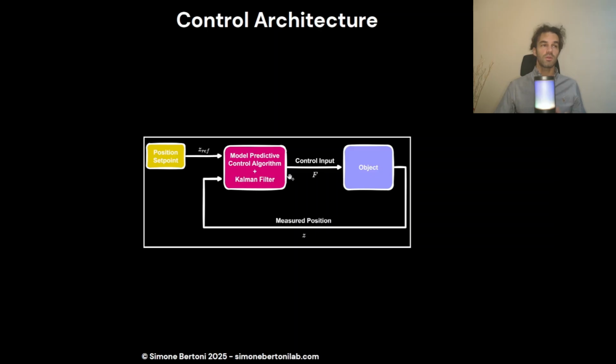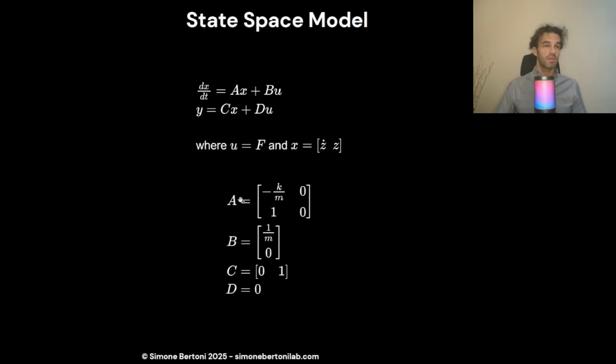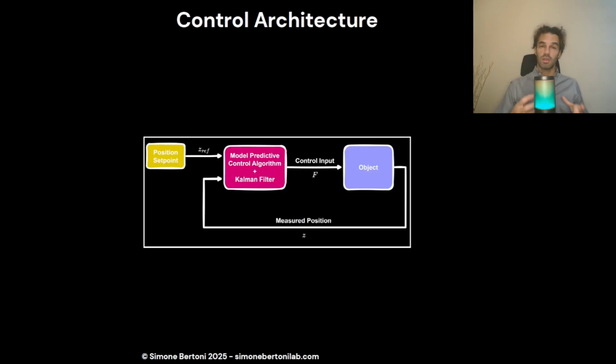And then this is the algorithm: the set point goes to the algorithm, which will generate the control input, which will go and push the object and move the object. Then we measure the position, and this is important because of what we said. The position is the only thing that we measure, but the state also has the speed of the object, which we don't measure, but we estimate internally in the algorithm via the Kalman filter.